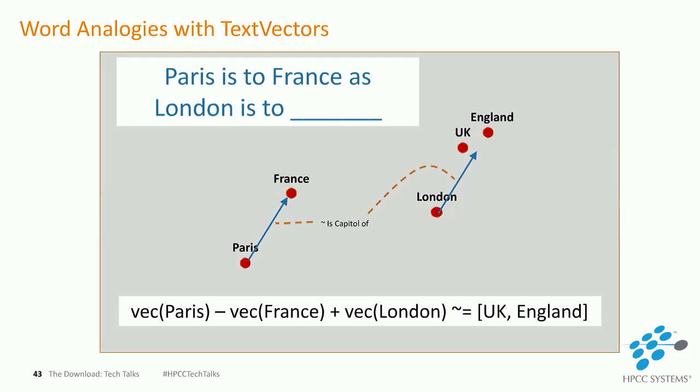Arithmetically, we just subtract the vector for France from the vector for Paris and then add the result to the vector for London. It's kind of a surprising approach.